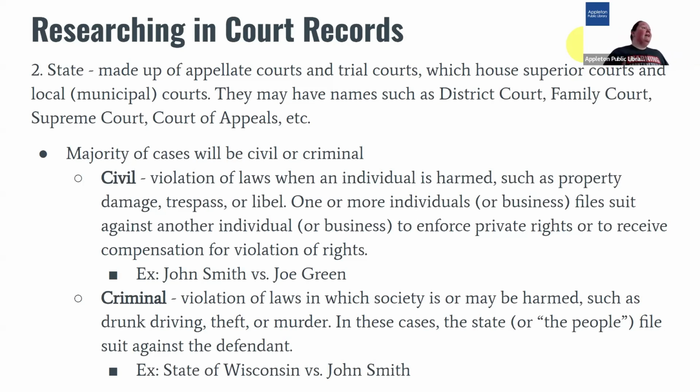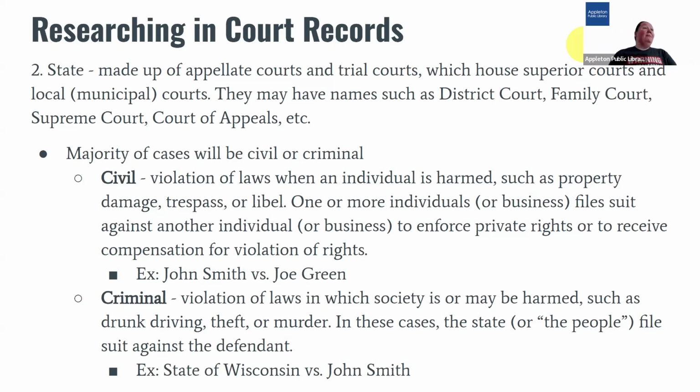The majority of these state cases are going to be civil or criminal. Civil cases are going to be a violation of a law when an individual is harmed, such as property damage, or if somebody trespasses or commits libel. Usually one or more individuals or businesses are going to file suit against the other person or the other business to enforce their private rights or to receive some sort of compensation for that violation of their rights. So you might see a court case heading of John Smith versus Joe Green. It's person to person or business to business, something like that, where it's civil.